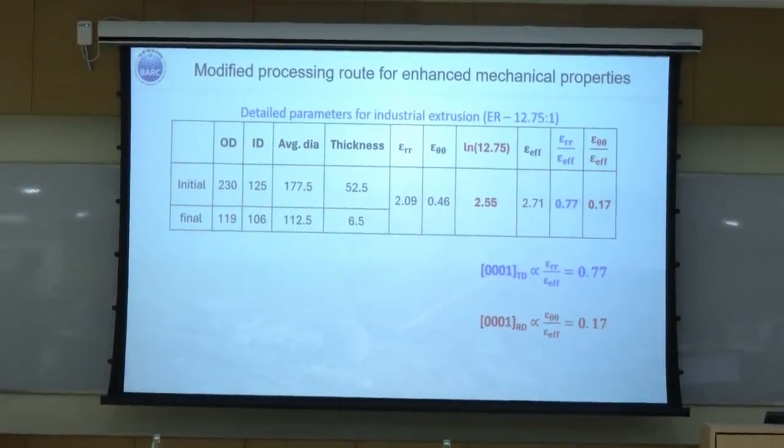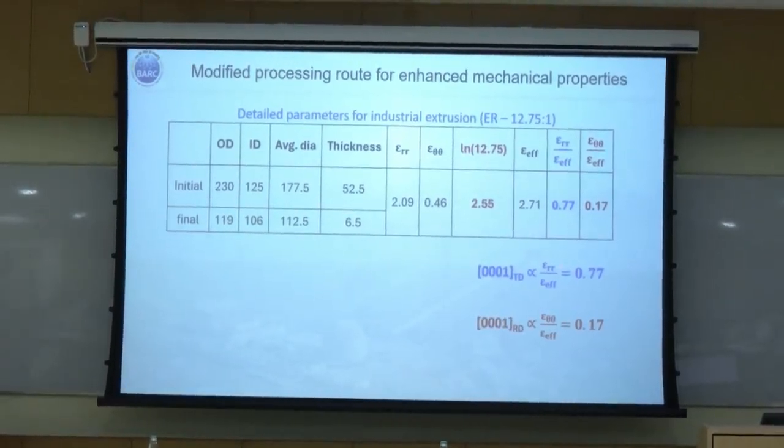The extrusion parameters are so tailored that we had a strong compressive state in the radial direction, which would basically translate to a transverse basal component. With this, we were able to achieve a higher transverse basal component in the modified route. And we have determined the properties with respect to tensile, which clearly indicate that there is an increase in strength without affecting the ductility much.